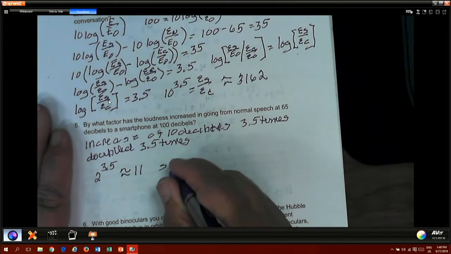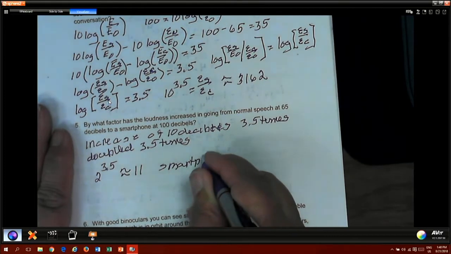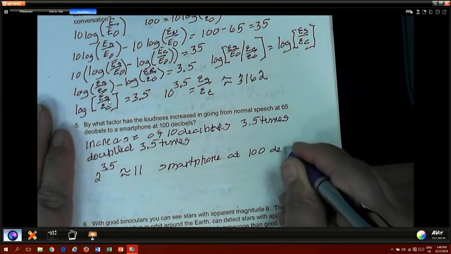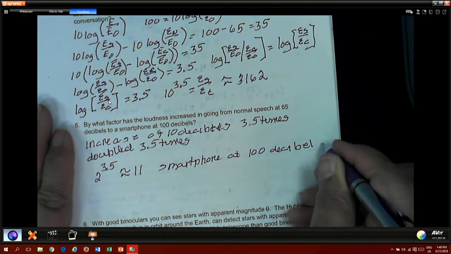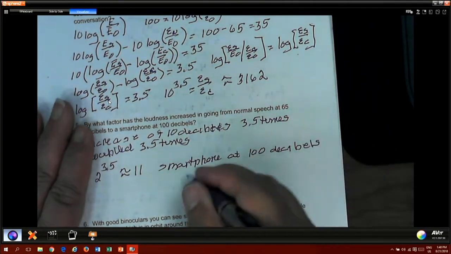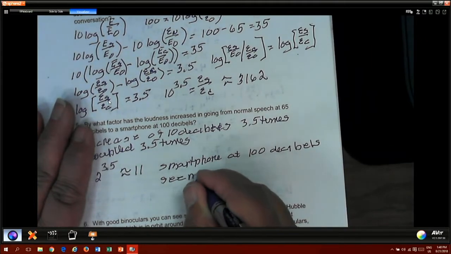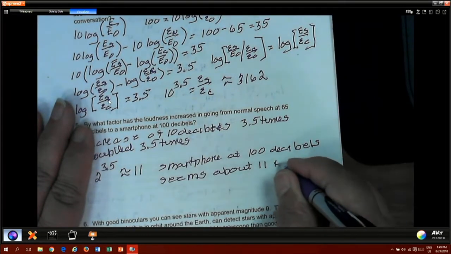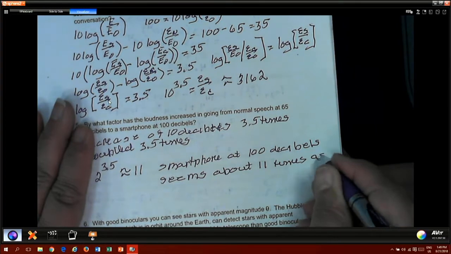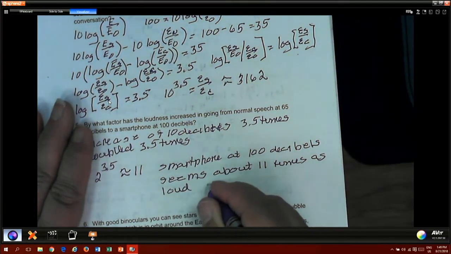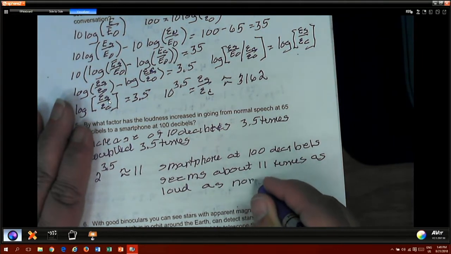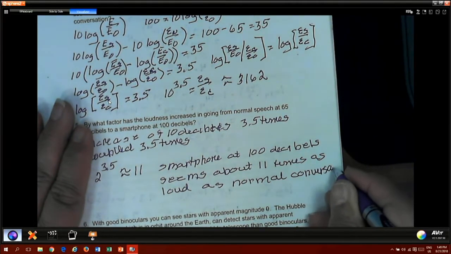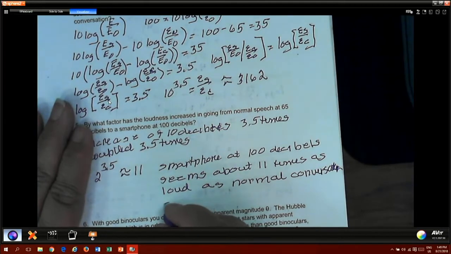So a smartphone at 100 decibels seems about 11 times as loud as normal conversation at 65 decibels.